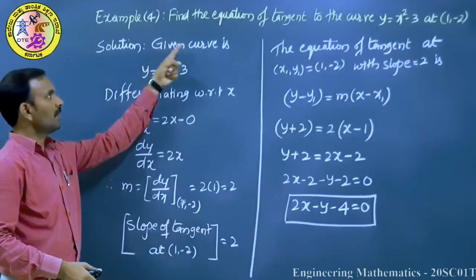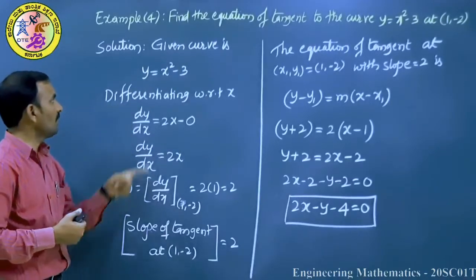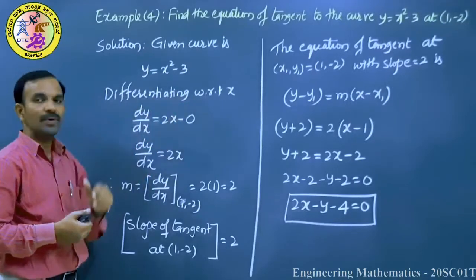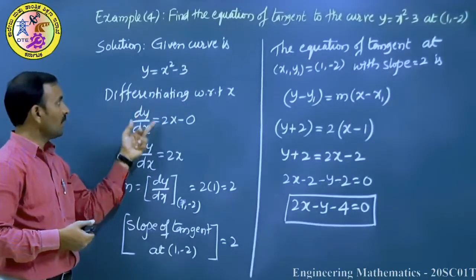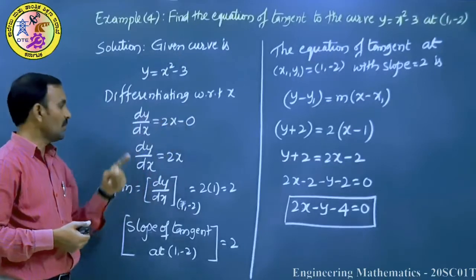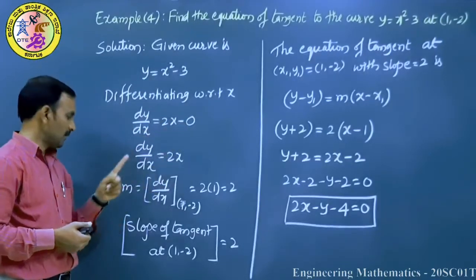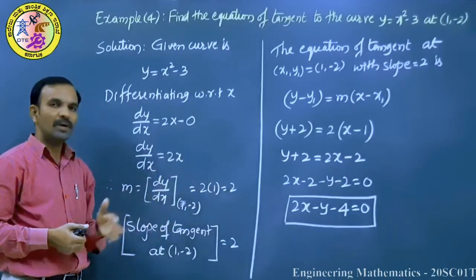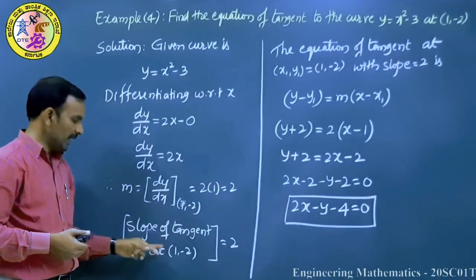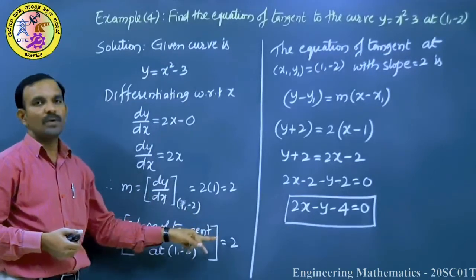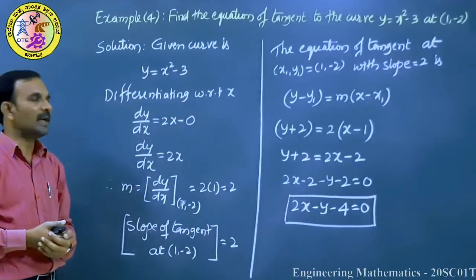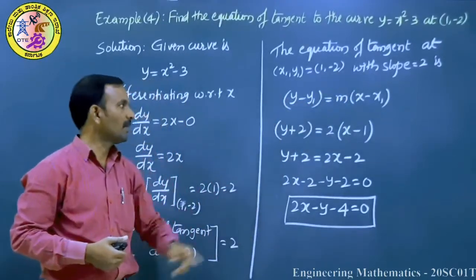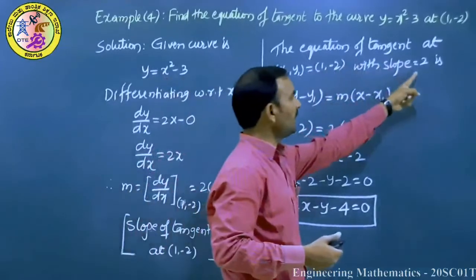First, what you have done: take the given curve. What is the given curve? Y equal to x square minus 3. Differentiating with respect to x, dy by dx equal to 2x minus 0, that is 2x. The m value is dy by dx at 1 comma minus 2, which is equal to 2. Slope of tangent at 1 comma minus 2 is 2. The equation of tangent, the standard equation, is y minus y1 equal to m into x minus x1.